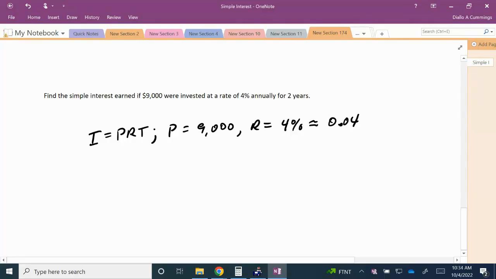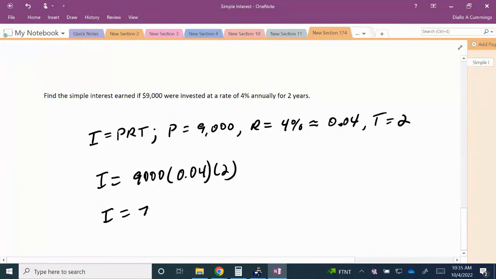So we must remove the percent symbol and move the decimal 2 places to the left. And our time must be expressed in years, so our time is 2. So we have I is equal to 9,000 times 0.04 times 2. So we should have a simple interest of $720.